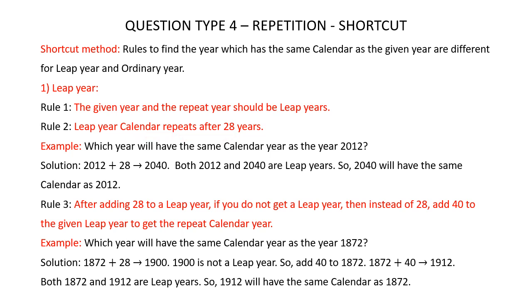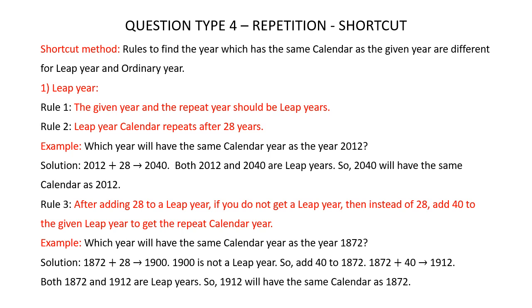Now let's understand this with the help of an example. Which year will have the same calendar as the year 2012? As you can see here, the given year 2012 is a leap year. So you have to add 28 to 2012 to get the repeat year. So 2012 plus 28 is 2040. Now as you can see here, 2040 is a leap year. So both 2012 and 2040 are leap years. So 2040 will have the same calendar as the given year 2012.